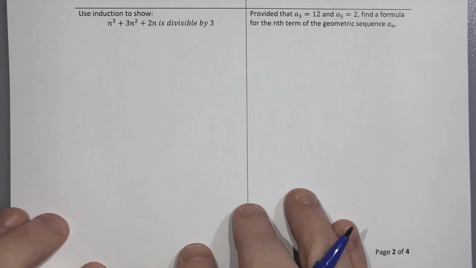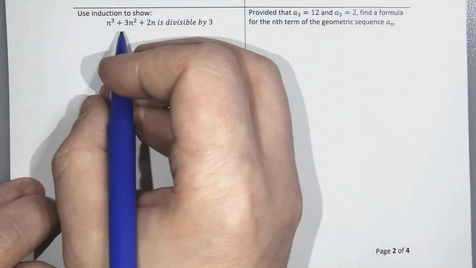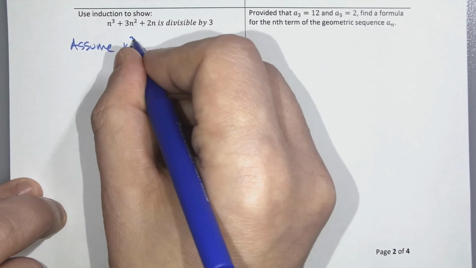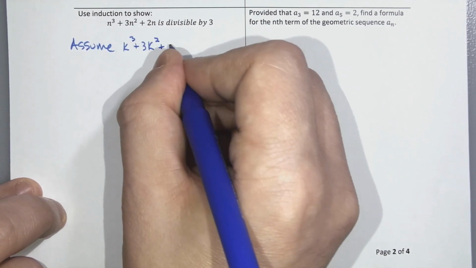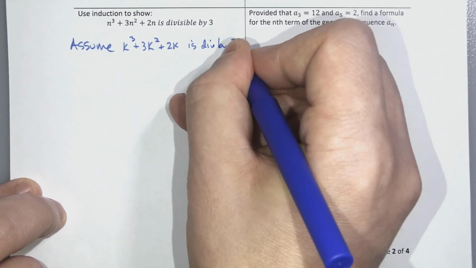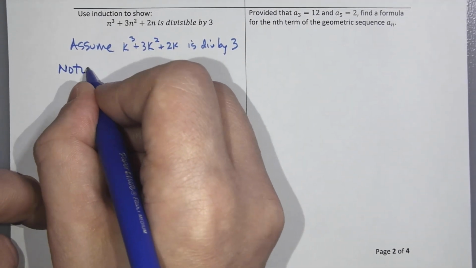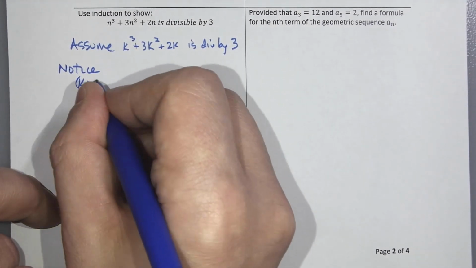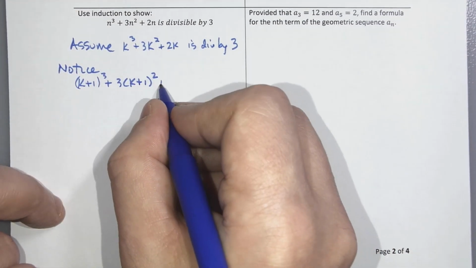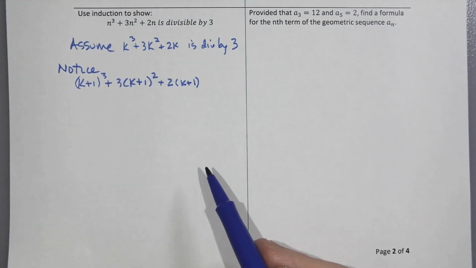Use induction to show this statement. So again, just the inductive step would say that we get to assume that k cubed plus 3k squared plus 2k is divisible by 3, and then jump into k plus 1. So now notice k plus 1 cubed plus 3 times k plus 1 squared plus 2 times k plus 1. We're hoping to show this is divisible by 3.